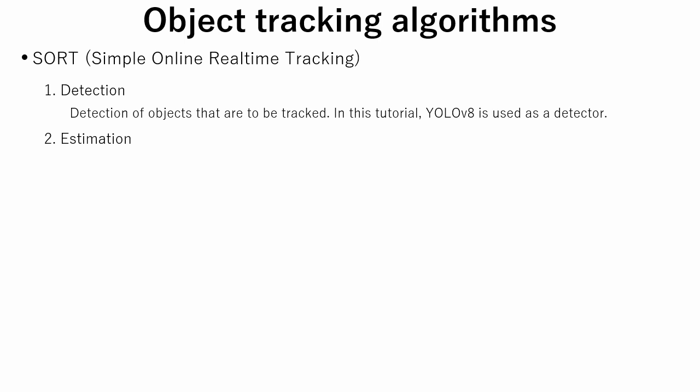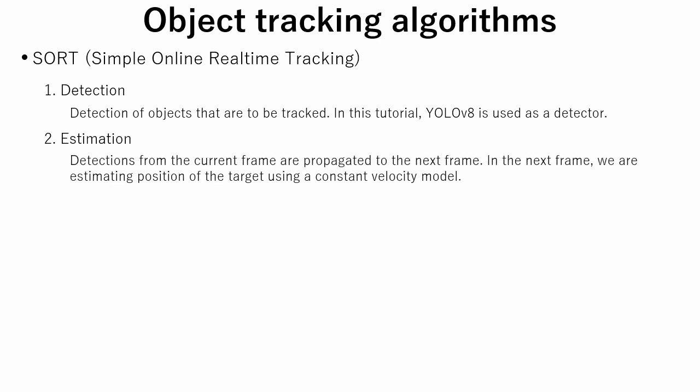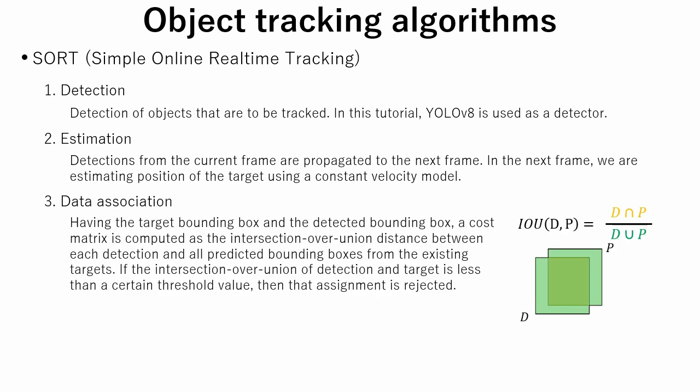The second step is estimation. In this step, detections from the current frame are propagated to the next frame. In the next frame we are estimating position of the target using a constant velocity model. The third step is data association. Having the target bounding box and the detected bounding box, a cost matrix is computed as intersection over union distance between each detection, and all predicted bounding boxes from the existing targets. If intersection over union of detection and target is less than a certain threshold value, then that assignment is rejected.